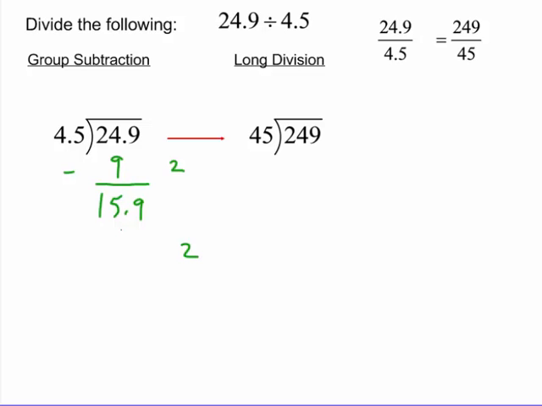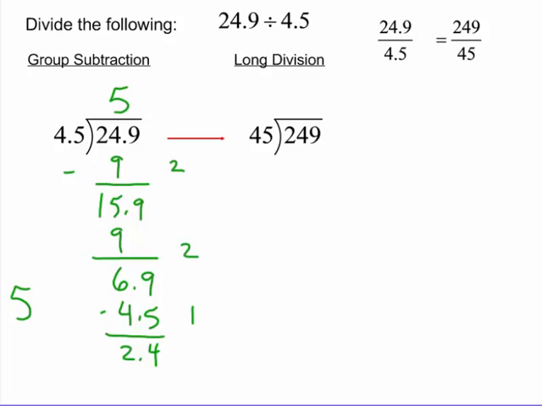I could subtract another 2 groups of 4.5 for another 9. I'm left with 6.9. And then lastly, I can see I can't do 2 groups of 4.5. I can only do 1 group of 4.5. And when I do that, I end up with 2.4 left over. So I have 5 total complete groups of 4.5, but I do have this remainder.